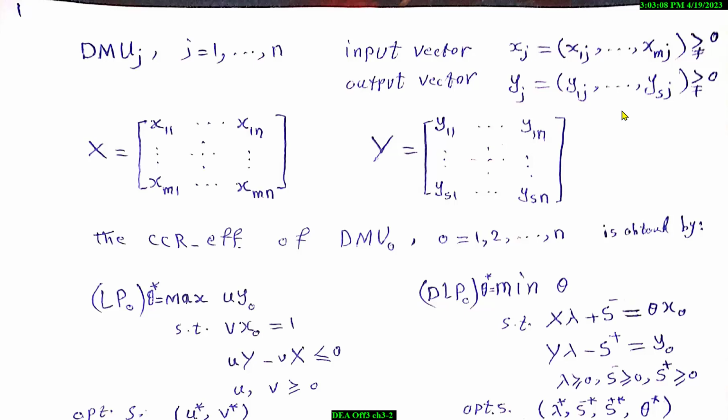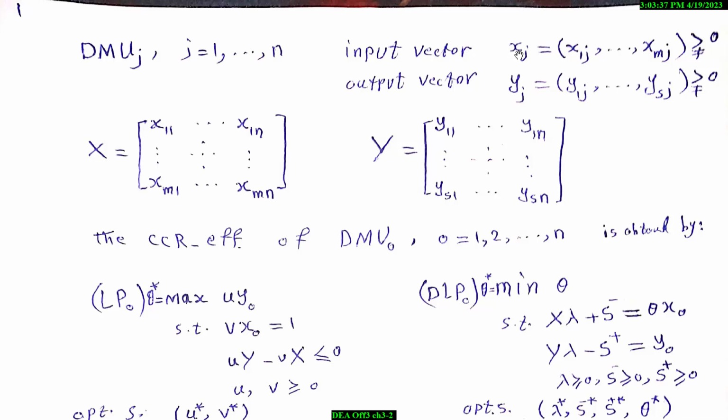Bismillah Rahman Rahim. Let me first review the CCR model. Let me have n decision-making units with input vector which is semi-positive and output vector that is also semi-positive.